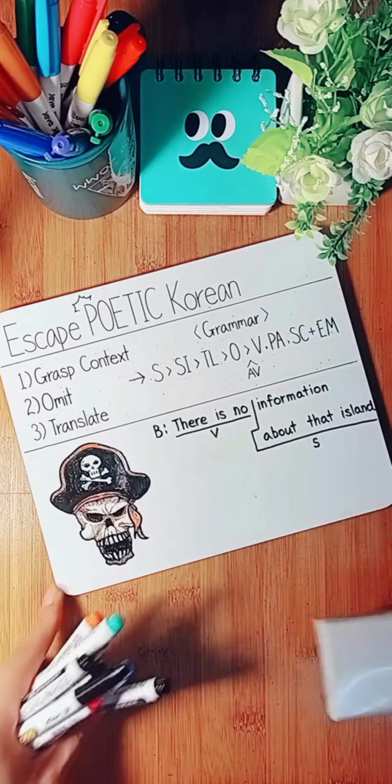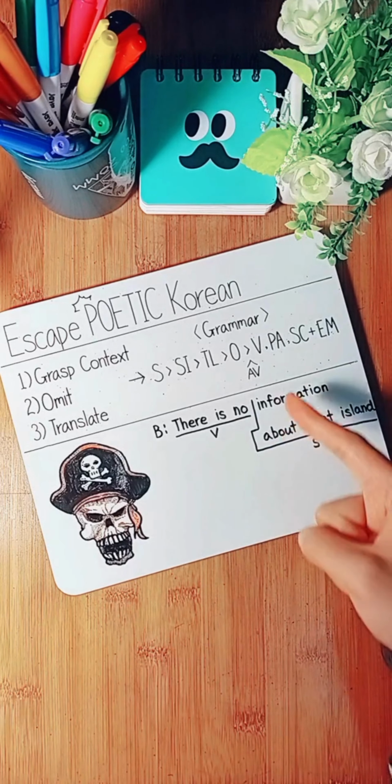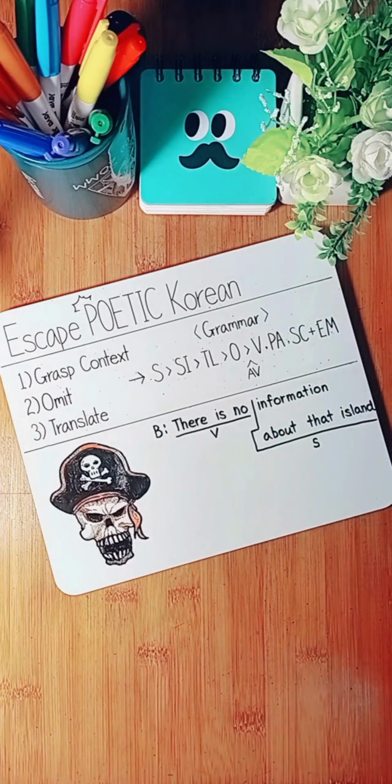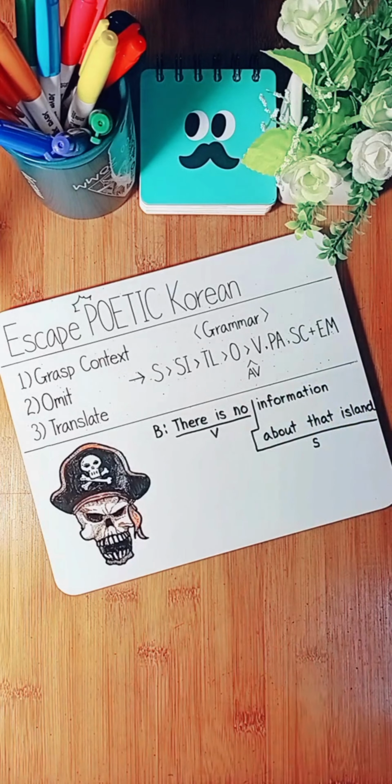Okay. So when you are placing "about" in between two nouns, first of all, be mindful of the fact that you have to have the order between the two nouns reversed. So we're going to say that island first.